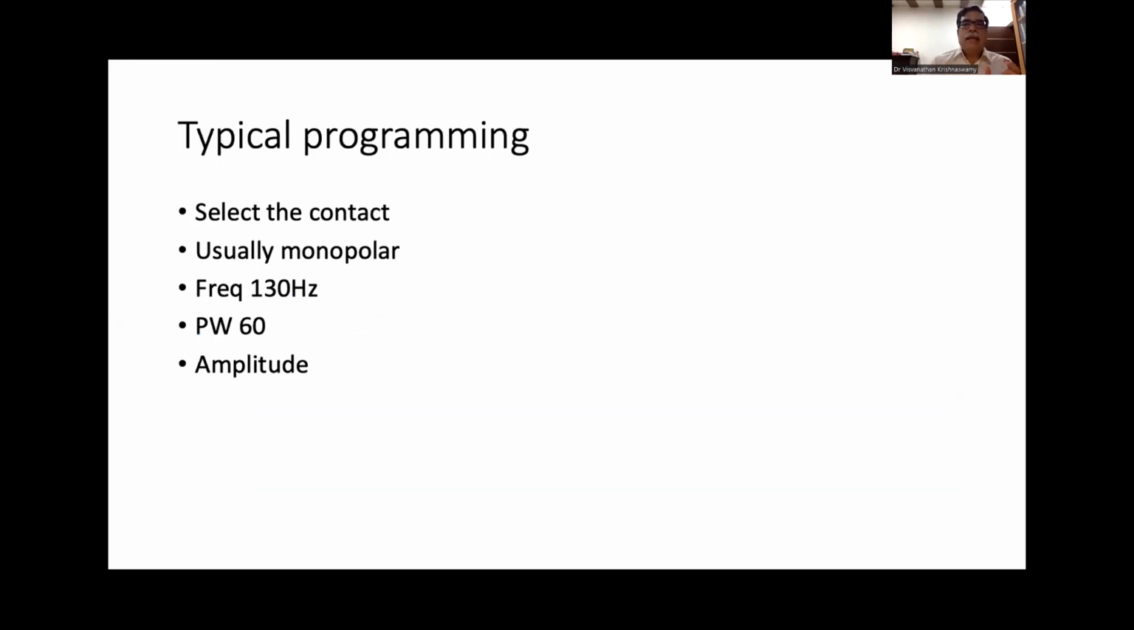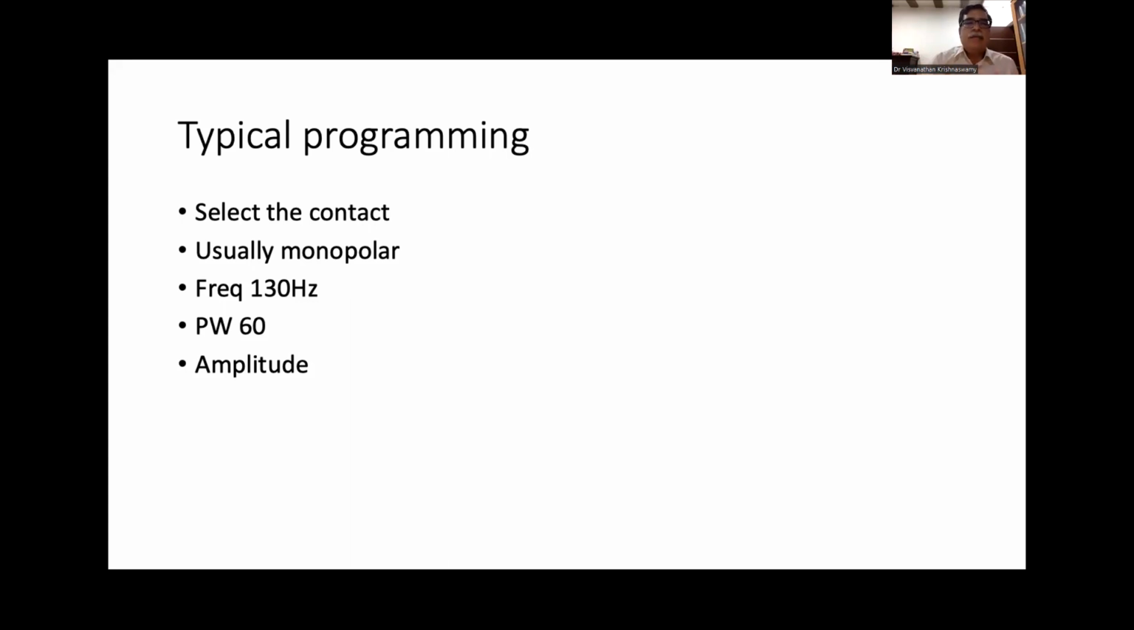Basically, each electrode has 4 contacts. We choose the best contact based on trial and error. We try out each contact with the patient available in the outpatients and choose the one with the best clinical response with the least side effects. Usually we start with a monopolar stimulation with a frequency of 130 Hertz and a pulse width of 60. The frequency will probably be higher for patients predominantly with tremor, and lower when we are targeting speech and gait problems.